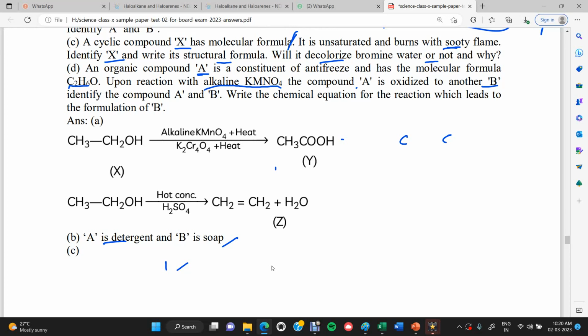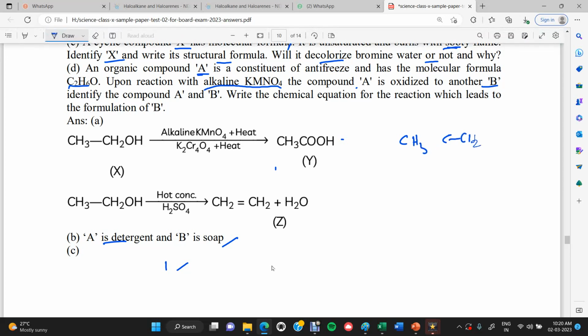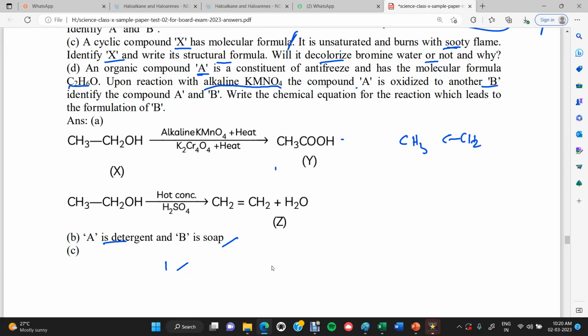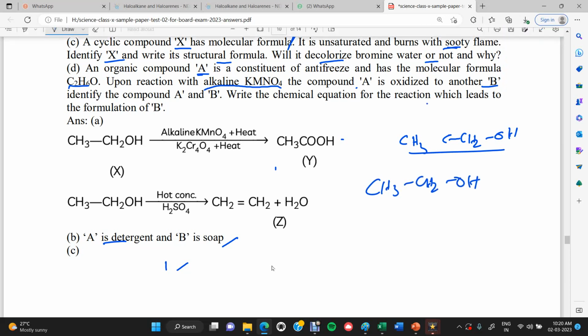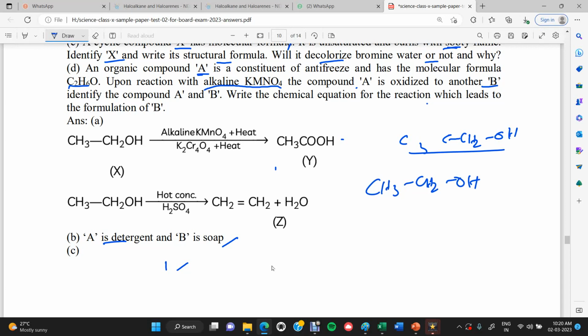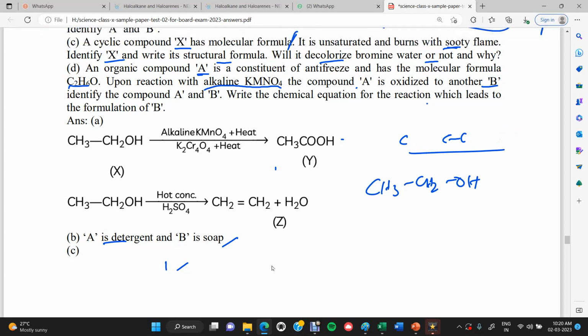So it may be ketone, CH3, CH2, double bond OH. Let me write it clearly. CH3, CH2, OH. So count the number of oxygen and hydrogen here and check it out whether it is right or wrong. C2H6O, is it right? Yes. So this is a compound.